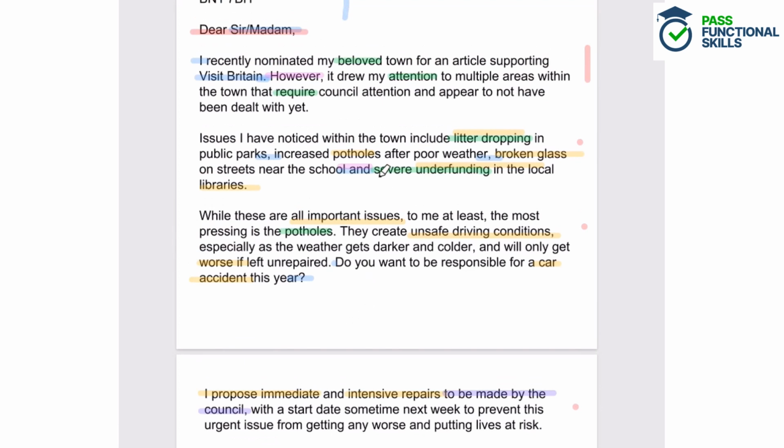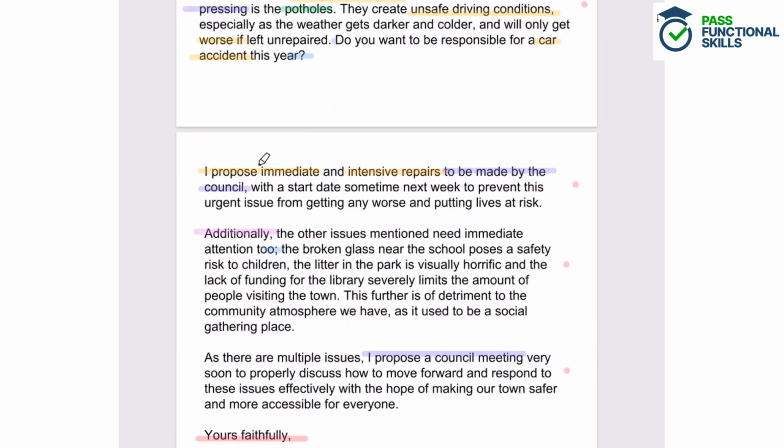So, for example, we've got severe underfunding. That word severe there is an adjective that is persuading the reader that these issues are really important, really serious. We've also got pressing, which again means an important, urgent issue, a really serious issue, and we've got important issues described here. So addressing the council, saying that these issues are really serious and something needs to be done as soon as possible. And then we've got the word immediate, which suggests that these issues should be tackled as soon as possible.